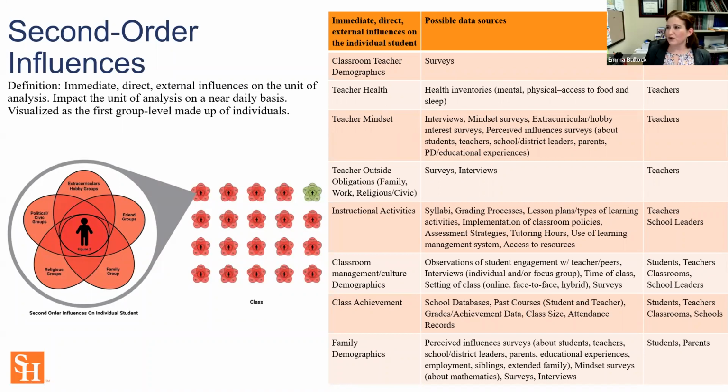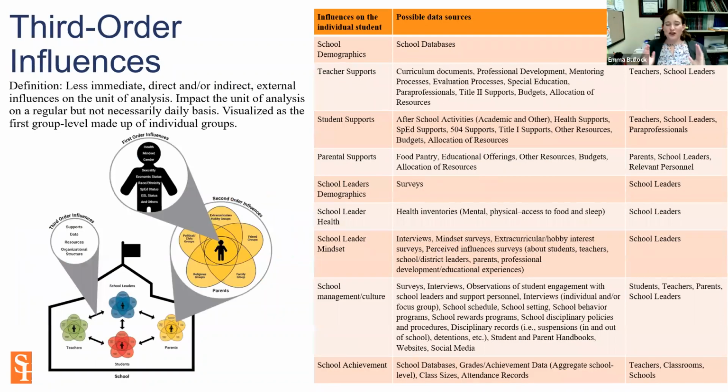Okay, third order influences. Sorry to go through this really quickly, but we're going to bring it all back together. So third order influences are less immediate, direct or indirect external influences on the unit of analysis. They impact the unit of analysis on a regular but not necessarily daily basis, and they can be visualized as the first group level made up of individual groups.